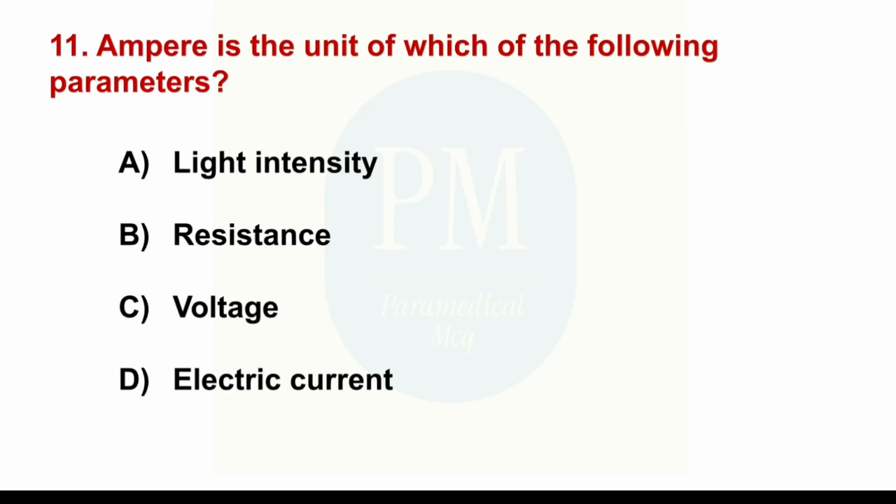Ampere is the unit of which of the following parameters? Option A. Light intensity. Option B. Resistance. Option C. Voltage. Option D. Electric current. The correct option is option D. Electric current.